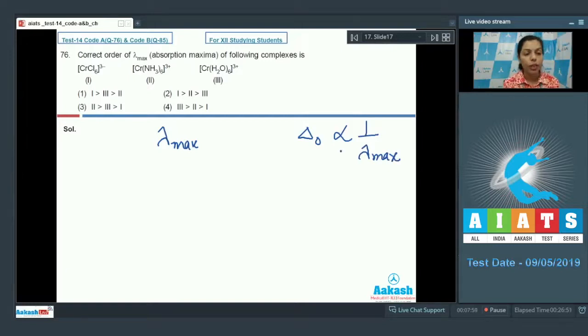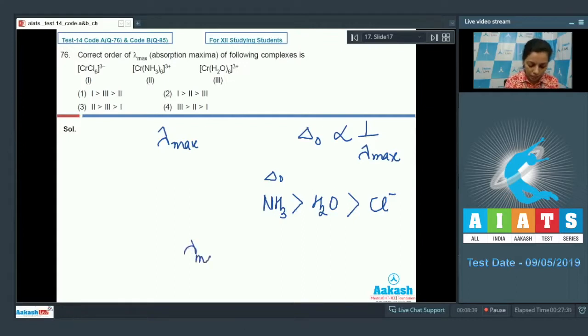Now one more thing, if I talk about the crystal field splitting energy for these octahedral complexes, these depend on ligand's field strength. And if I talk about the field strength, NH3 is the strongest ligand, then H2O, and after that there is Cl negative. So these are the ligands with their order of field strength. So on that basis, this delta naught for NH3 is maximum, and for Cl negative it is minimum. So on that basis, lambda max is maximum for Cl negative.